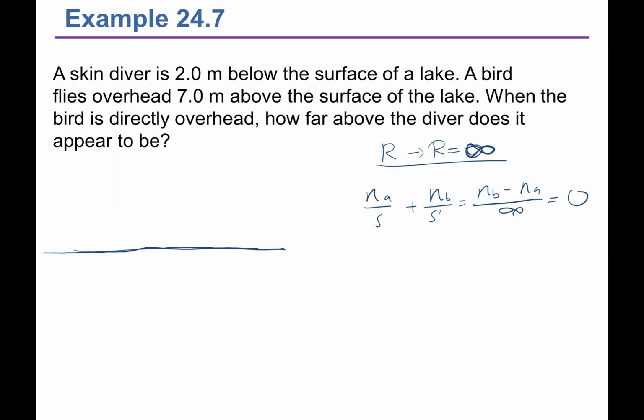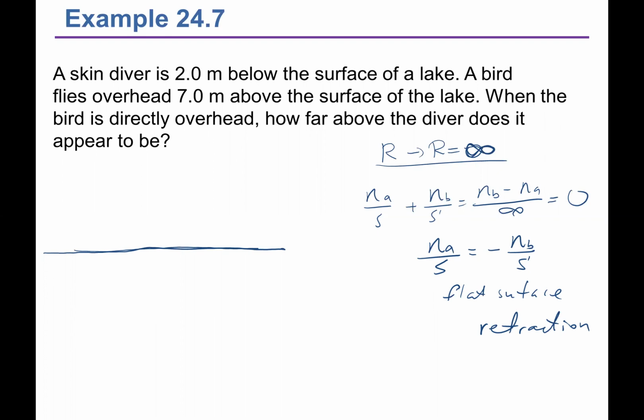If the right side of the equation equals 0, then NA over the object distance equals the negative of NB over the image distance. That means this equation basically modifies to this. Again, this is for flat surface refraction. Now let's see what we have.